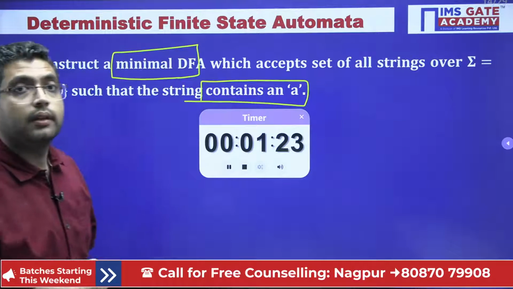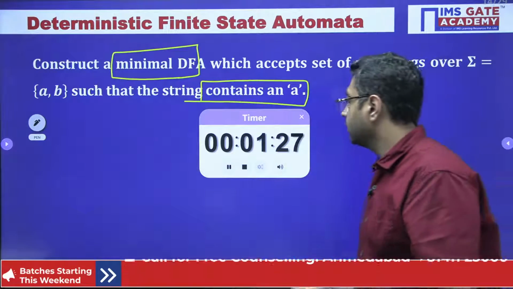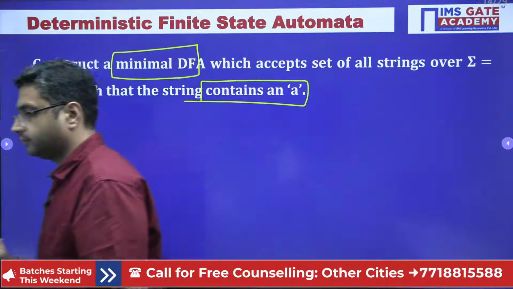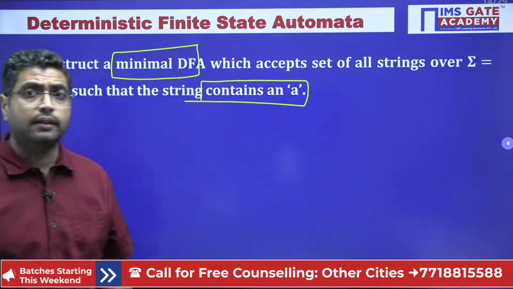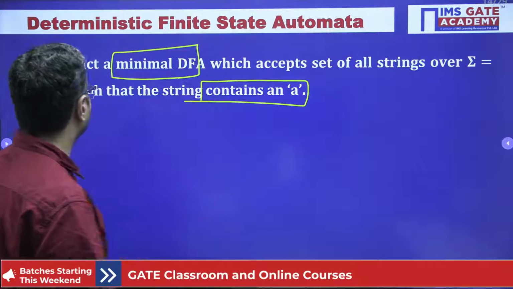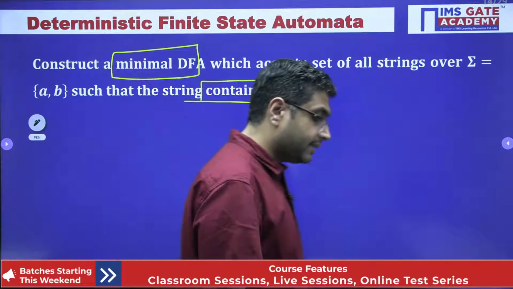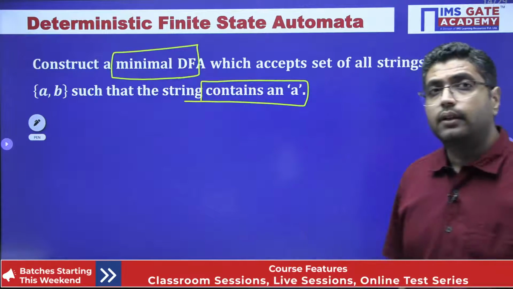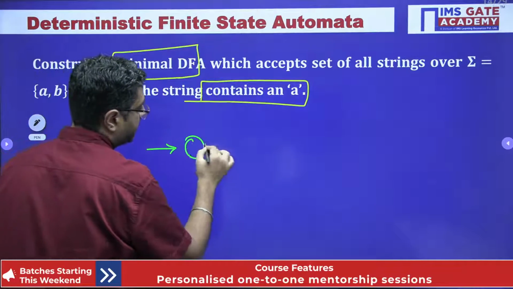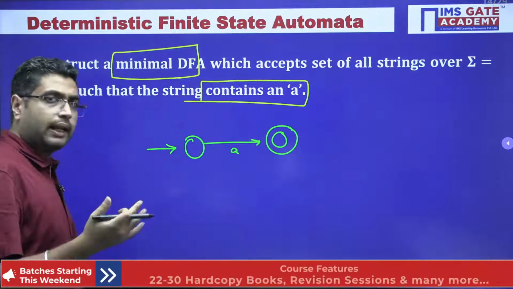Okay, anyone able to solve this? I think enough time has been given. Let me solve it now. So when I say construct a minimal DFA which accepts set of all strings over sigma equals to a comma b such that the string contains an a, so as soon as I get an a, the smallest string which is acceptable is a. So I will make this DFA. Then I will complete it.